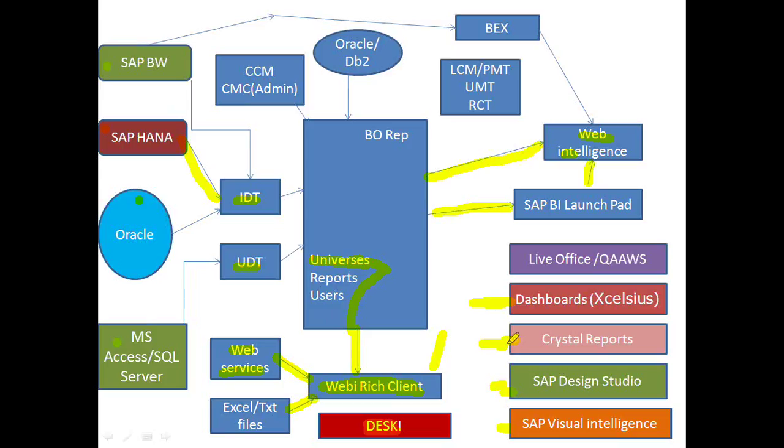Crystal Reports can connect to any kind of source. Crystal Reports can access XML source systems, directly access databases, and access Excel sheets and text files. So there are different source systems we can access using Crystal Report, which cannot be done with universes, Web reports, Visual Intelligence, Design Studio, or Dashboard.